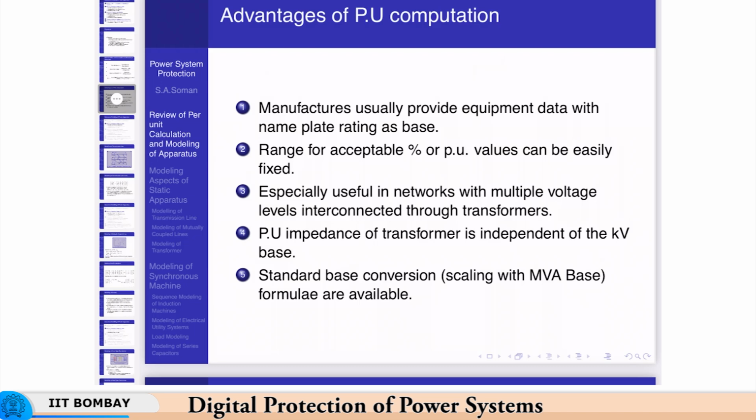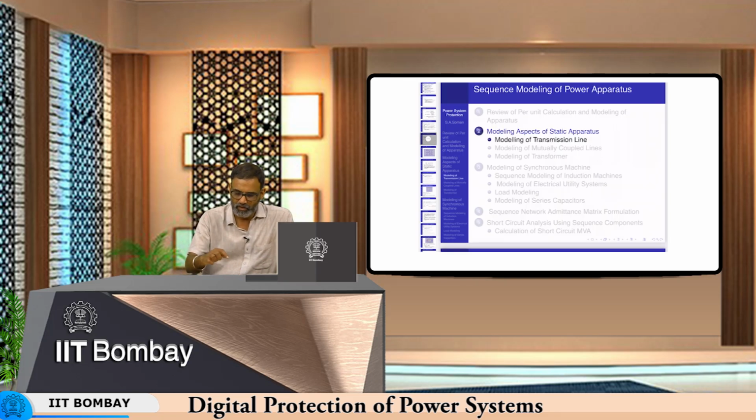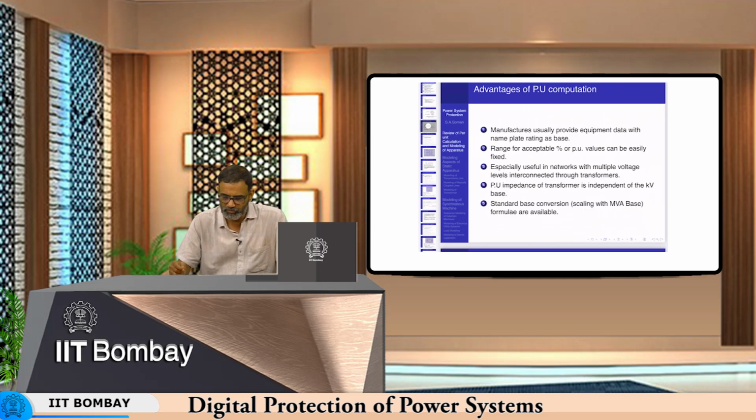One important thing to note, and we will see that in the problems that we solve, is that per unit impedance of a transformer is independent of the kV base. Okay. So, whether you refer to it as primary kV or secondary kV, the per unit impedance of the transformer is the same. Okay. And standard base conversion formulas are available, which we will see shortly. Okay. So, let us go to a few problems.